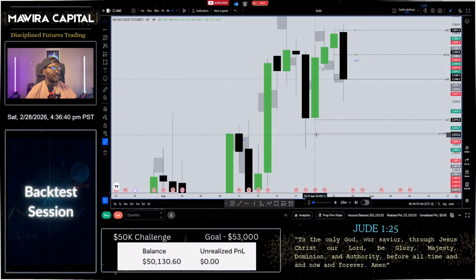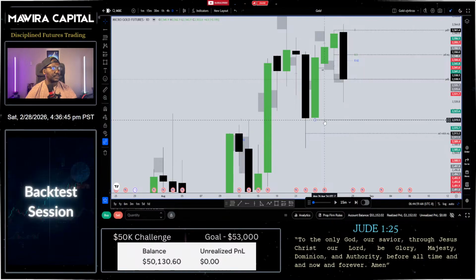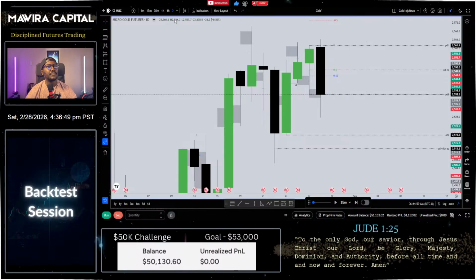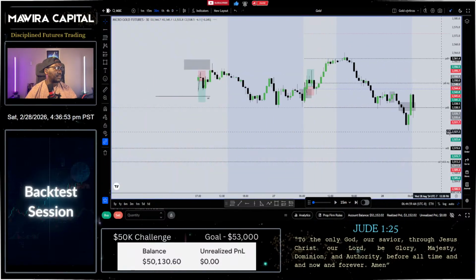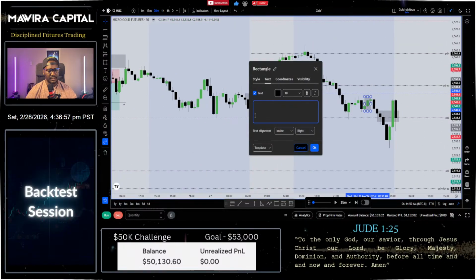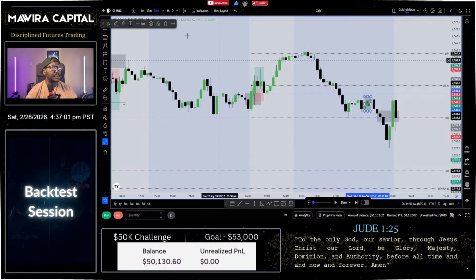So what happened? Will we get down here? I don't think so. Not today. I mean, not at least during my session. So I'm gonna check out what the 30-minute looks like. So that zone right there is very clean. So it's a 15 and a 30 zone. Looks good.